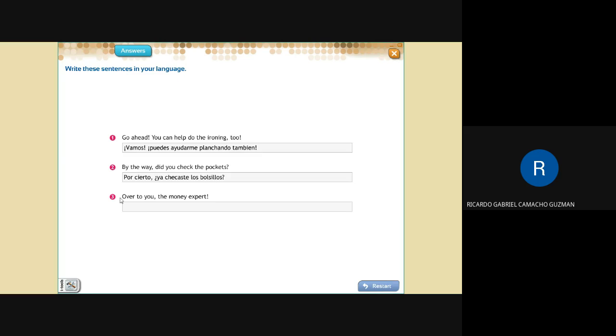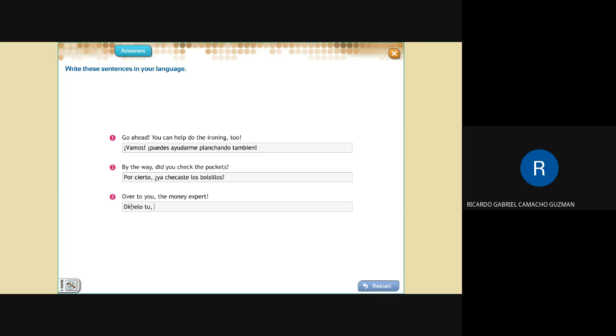La expresión over to you vendría siendo como algo así como decir, te lo dejo a ti. ¿Ok? O por ejemplo, puede ser también, dímelo tú. Entonces, esa expresión de over to you se puede traducir de muchas maneras. Lo que yo utilizaría personalmente sería, dímelo tú. Dímelo tú. ¿Okay? The money expert.